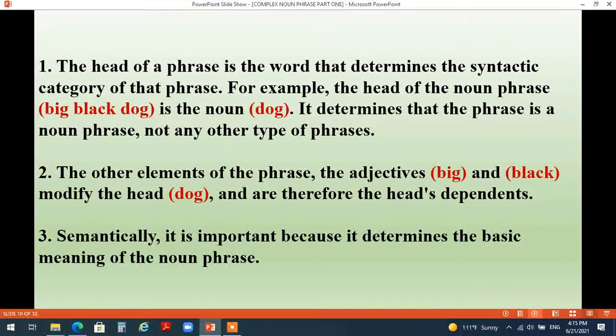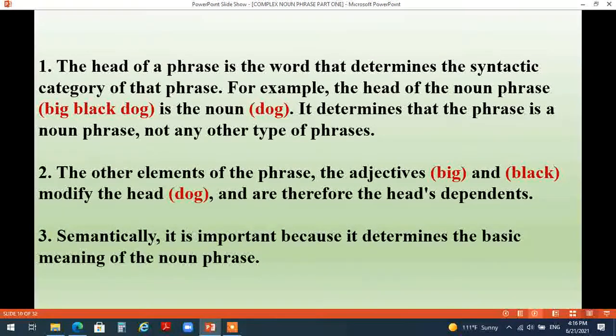Number 1, the head of a phrase is the word that determines the syntactic category of that phrase. إذن الكلمة الرئيسية اللي تتكون منها العبارة الاسمية هي الكلمة اللي راح تحدد الفئة النحوية لتلك العبارة. يعني إذا كانت الhead word is a noun راح يكون عندي noun phrase. إذا كان الhead any other element, for example an adjective or a preposition، ما راح أسميها noun phrase، راح أطلق عليها تسميات أخرى، كان أسميها adjective phrase or adverb phrase or maybe prepositional phrase.